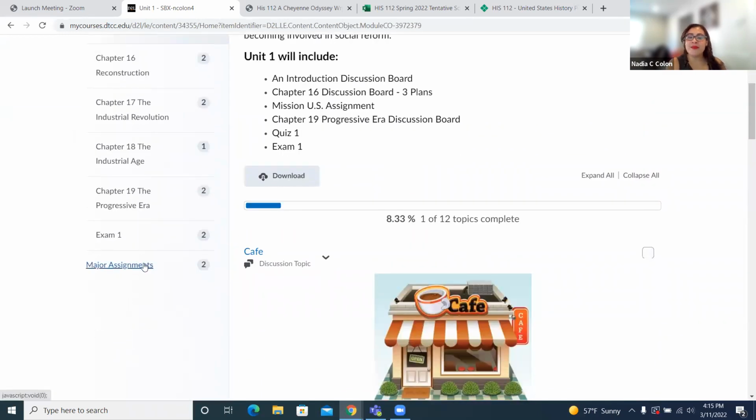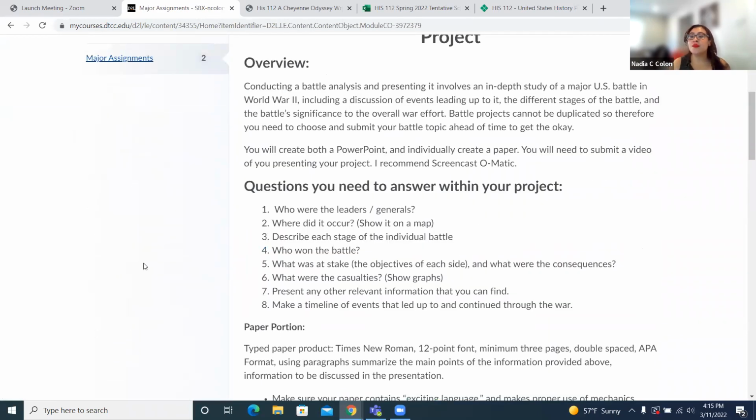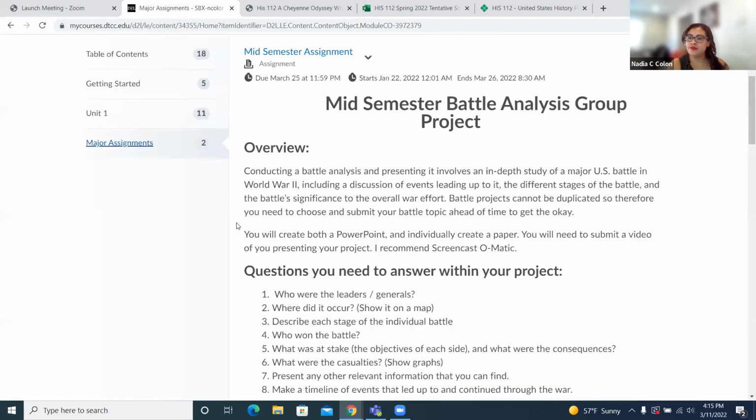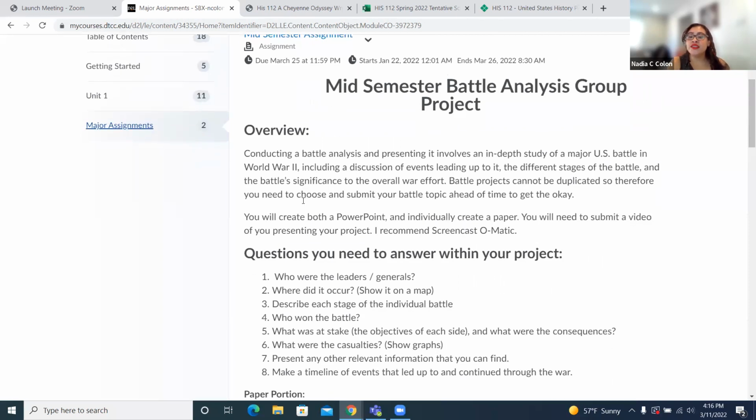Under major assignments, you will find instructions for your mid-semester project and your final research paper. Your mid-semester project is a group project which you will conduct a battle analysis of a major US battle during World War II. You get to pick which battle you would like. Look over the instructions, and we will go over this information more later in the semester.